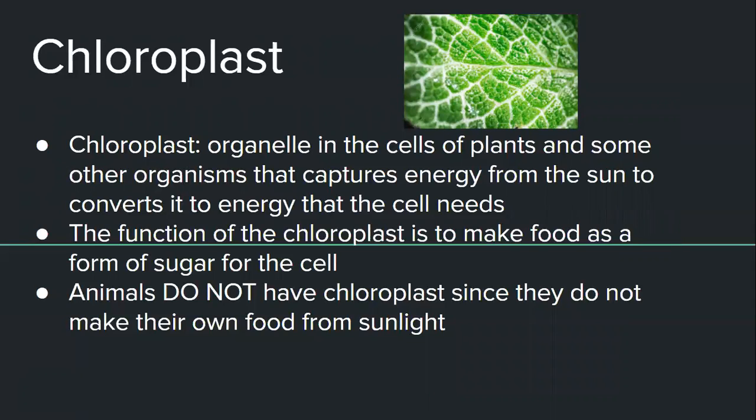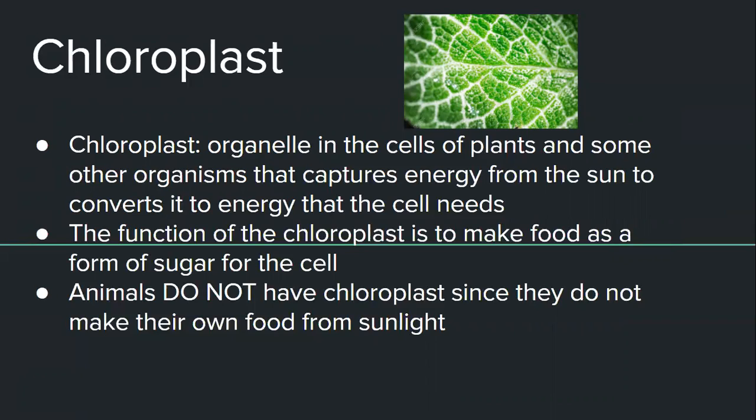Chloroplast, remember chloroplast is only in the plant cells. So the chloroplast is an organelle in the cells of plants and some other organisms that capture energy from sunlight and change it to an energy form that cells can use in making food. The function of the chloroplast is to make food in the form of sugar for the cell. Plant cells on the leaves of plants typically contain many green chloroplasts.